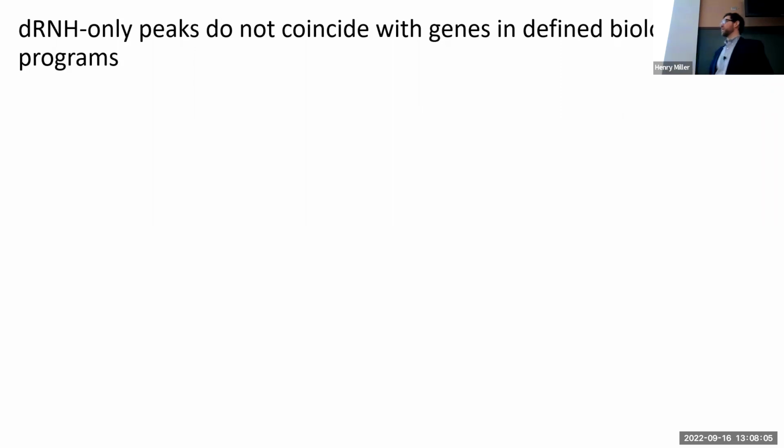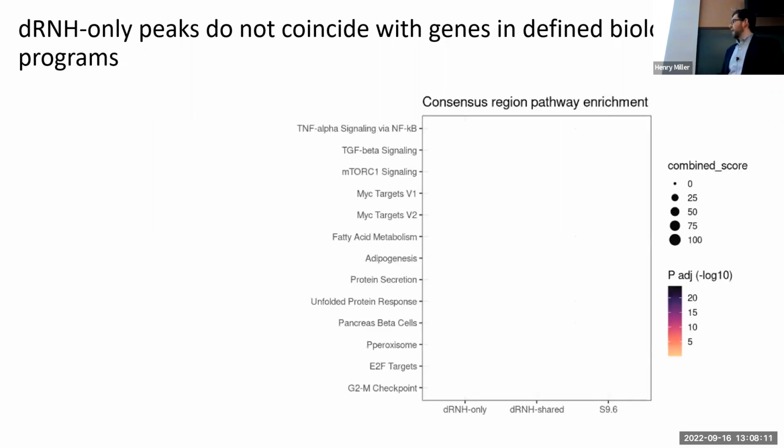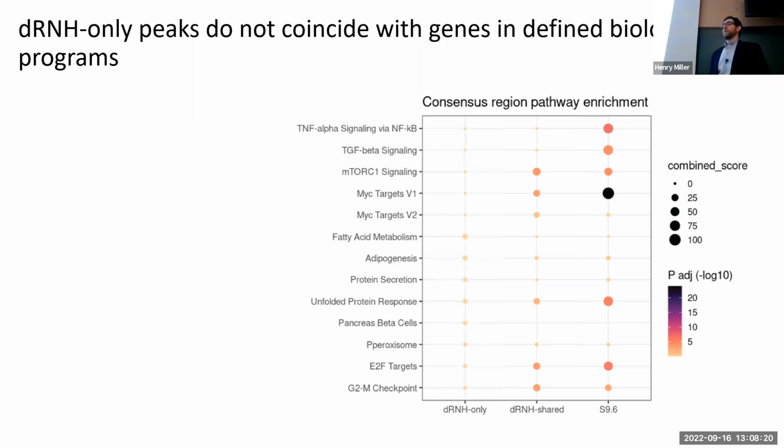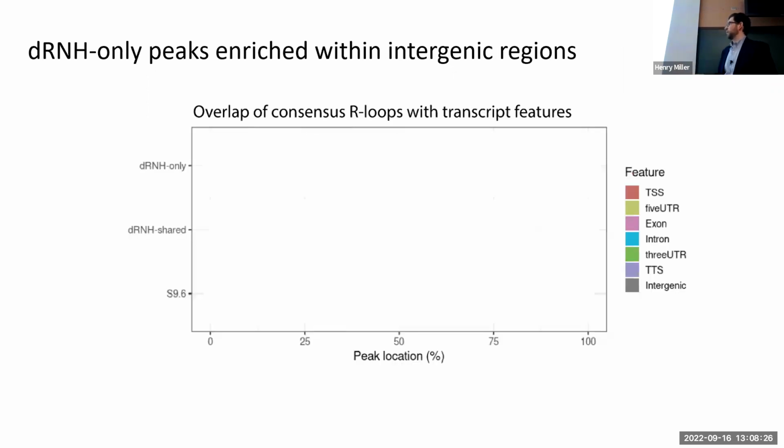I also wanted to see if they are associated with genes that belong to particular gene programs. With S9.6 and DRNH shared, we can see that those are very strongly enriched within certain gene programs, but DRNH only was enriched within no gene programs whatsoever. And so they are not part of a gene program.